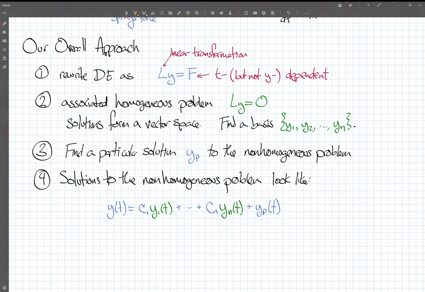I want to point something out about this overall approach, which is that the only calculus that we actually have to do here is in step 3, right? Finding a particular solution. The rest of it is really just linear algebra. And I say "just" in scare quotes because linear algebra isn't trivial, but we already know how to do it. That's how we're going to solve linear differential equations. Obviously, there are a lot of details. That's what the rest of chapter 8 is about, but here's how we're going to do it.